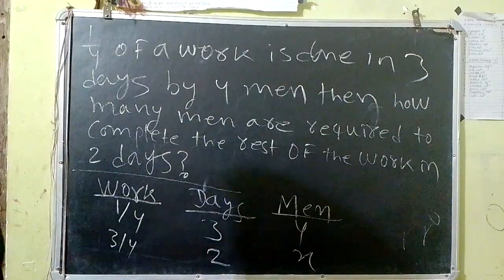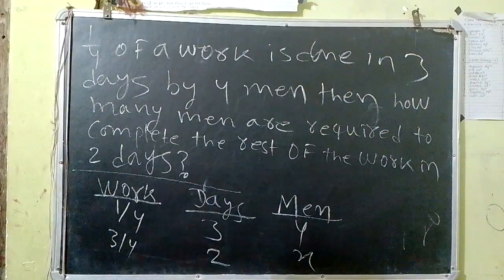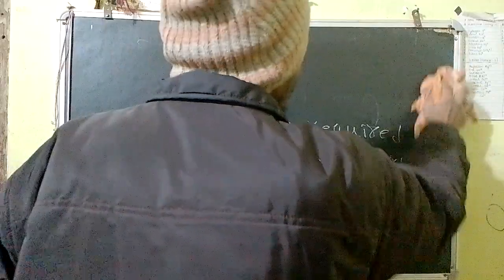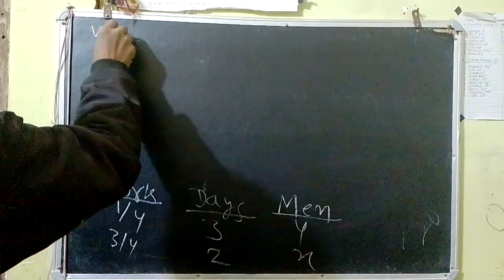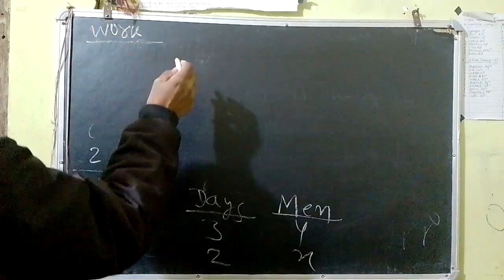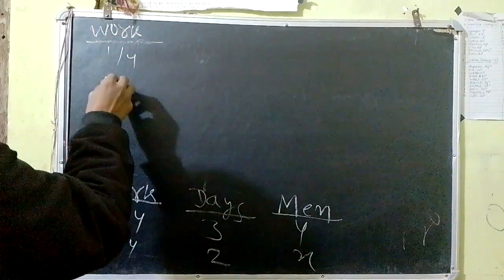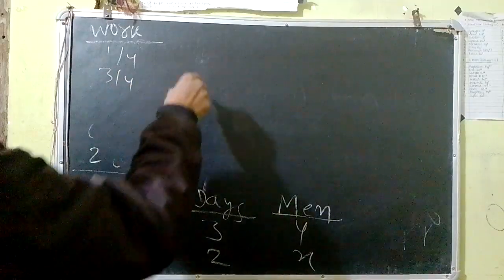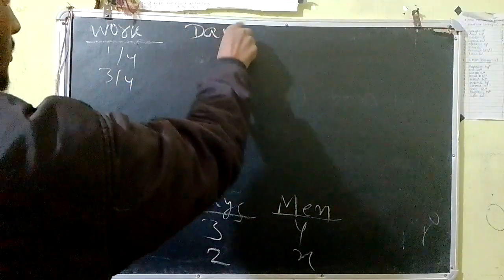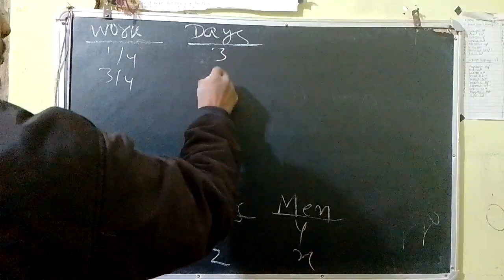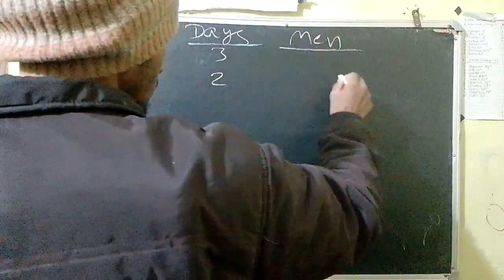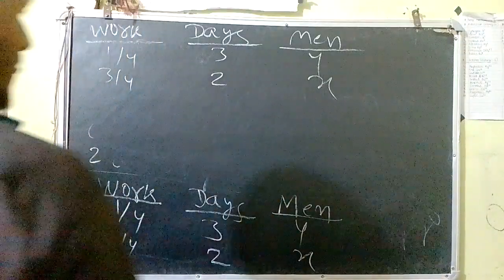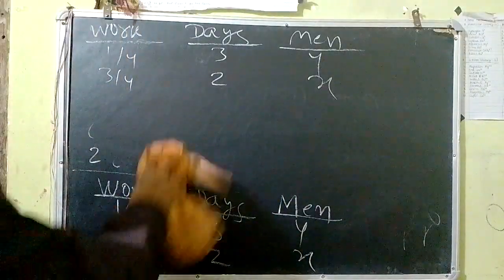So let's solve it. Let's wipe this up now, because we have summarized the question. Let's figure out the answer. Let's write the question above. So the work: 1/4 work, then 3/4 work, and then days: 3 days, 2 days, and then men: 4, and then x. So you have to find the value of x.